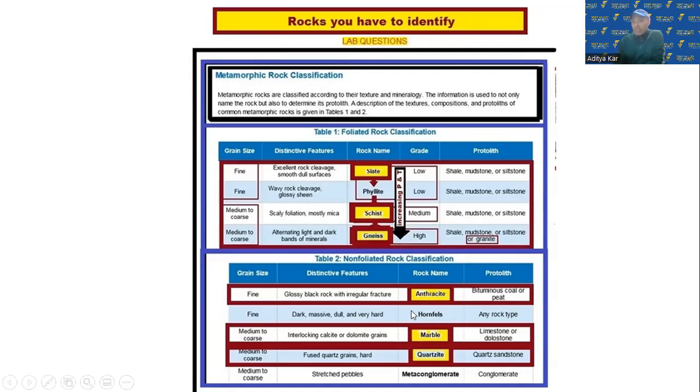And anthracite is the coal version of metamorphic, what we call metamorphic coal. It comes from the coal that we call bituminous, which is sedimentary in origin.